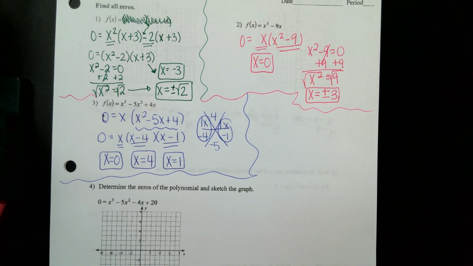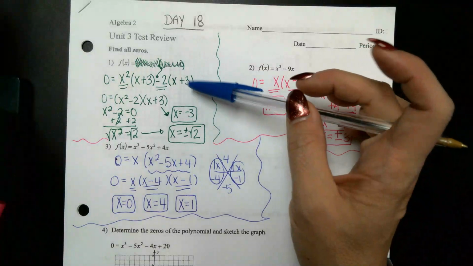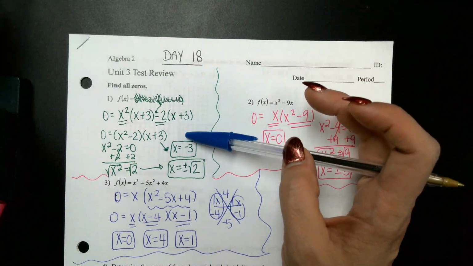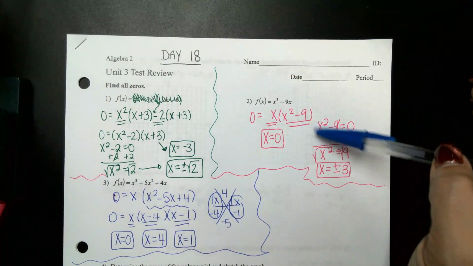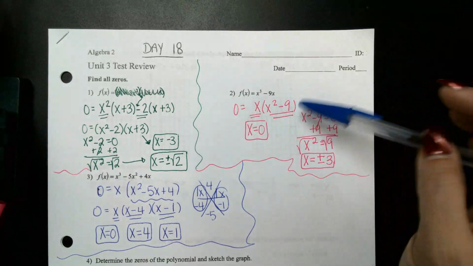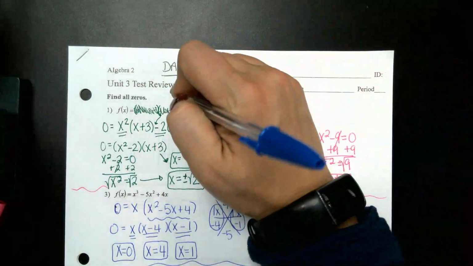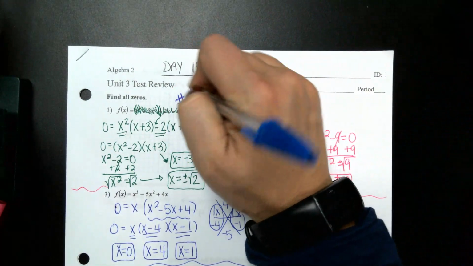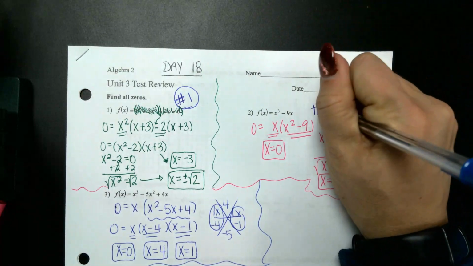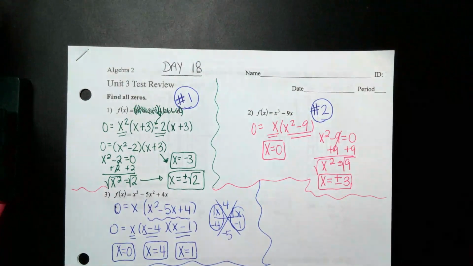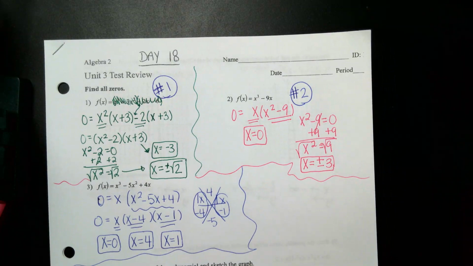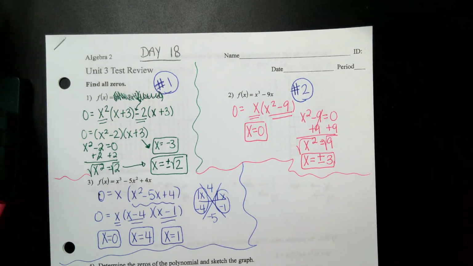Okay, so actually I've got the test right here in front of me. So your test tomorrow, problems 1 and 2 are just like this. Problem 1 is a grouping problem, and problem 2 is one like this where you'll factor out an x and it'll be a difference of squares. So this is just like number 1 on the test, and this is just like number 2 on the test. So I'll try to write that as we go, just so you guys have an idea.